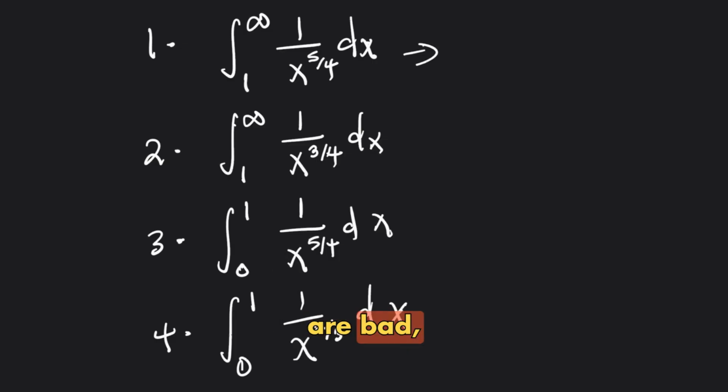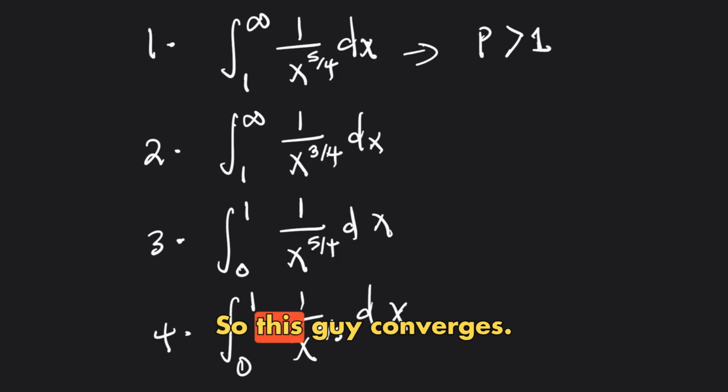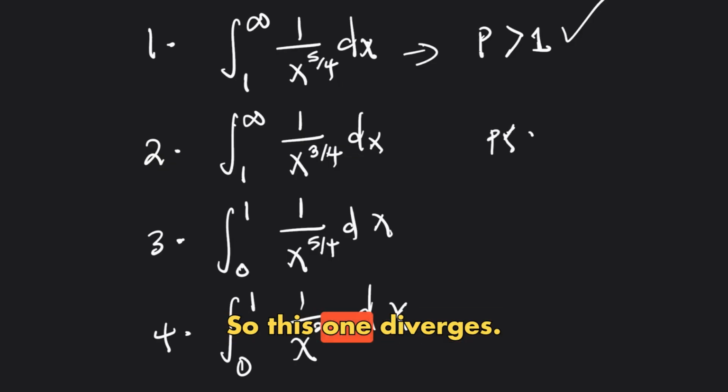So if the limits are bad, you just concentrate on the power. The p has to be greater than 1. And in this case, 5 over 4 is greater than 1, so this one converges. Here you have 3 over 5, so p is less than 1, so this one diverges.